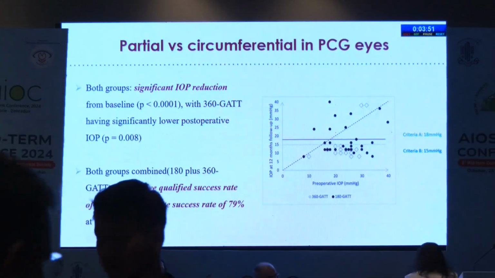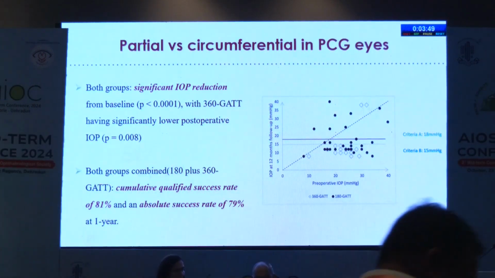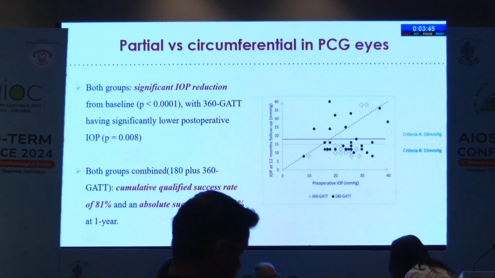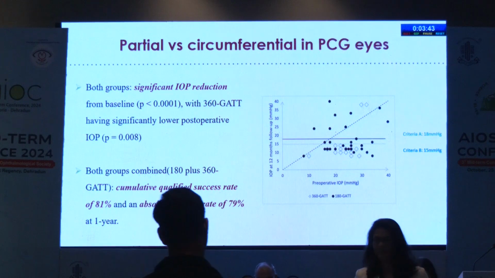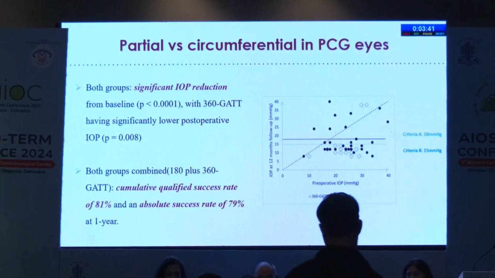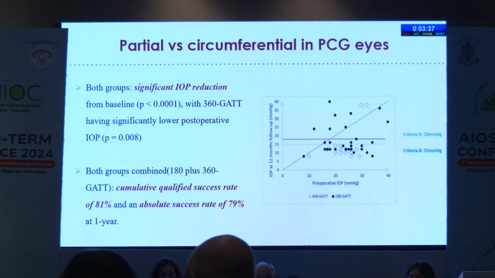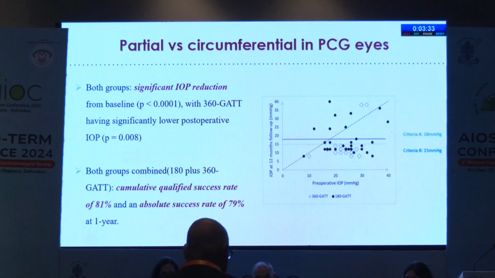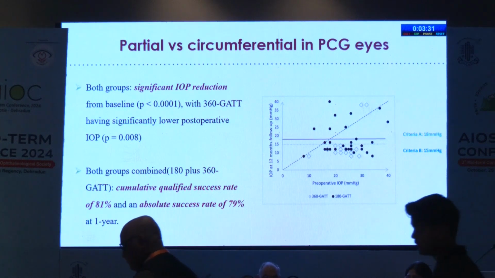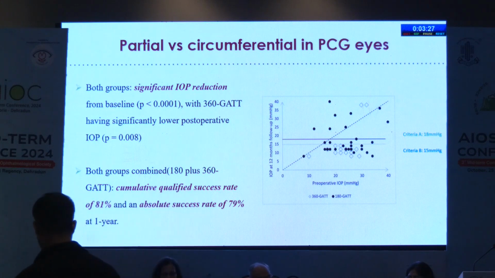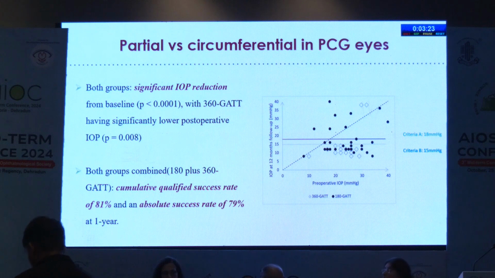When we looked at our outcomes, this is a randomized control trial with 180-degree versus 360-degree GAT in primary congenital glaucoma. This has also been recently published in the American Journal of Ophthalmology. We found that the 360-degree GAT patients did better than 180 degrees in terms of better lowering of IOP, decreased need for surgical intervention, as well as reduced need for medications.